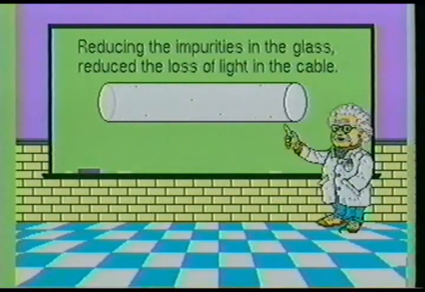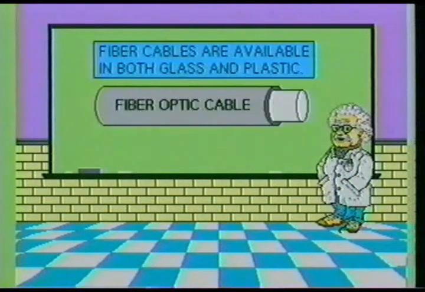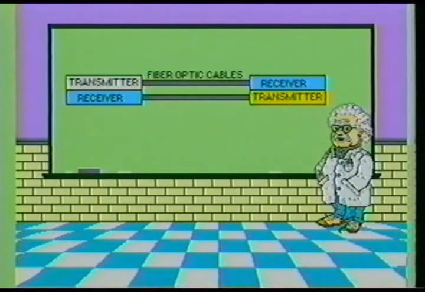By reducing the impurities of the glass, the fiber optic cable was able to transfer the beam of light for several thousand meters. The leakage problem was controlled by placing a coating called cladding around the glass fiber core. Fiber optic cables are available in both plastic and glass. A fiber optic communication system requires a minimum of 2 cables, one to transmit on and one to receive on.